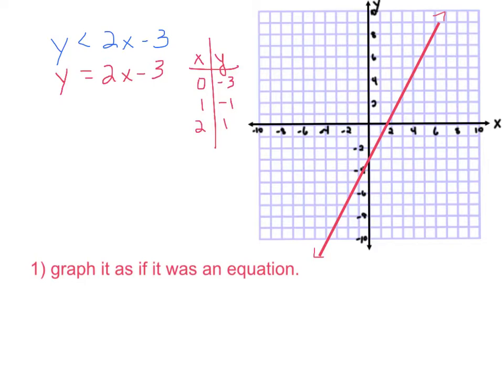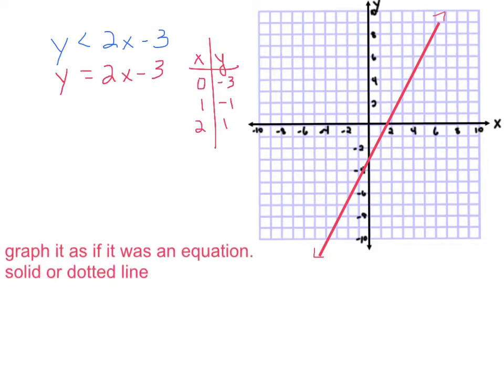Now the second thing we want to do is decide whether or not it's going to be a solid or a dotted line. The way we do that is we look at the inequality sign. If it's a less than or a greater than sign, it's going to be a dotted line. And if it's a less than or equal to, or a greater than or equal to, it's going to be a solid line. So in this case, it's going to be a dotted line. Now this is going to be difficult to show with this particular graphing program, but you can just go ahead and erase the space on the lines to make it dotted. Or as you draw the line, you can just make it dotted.